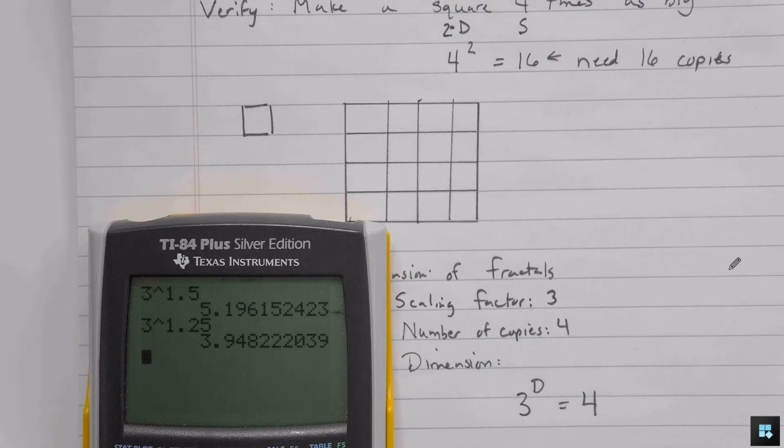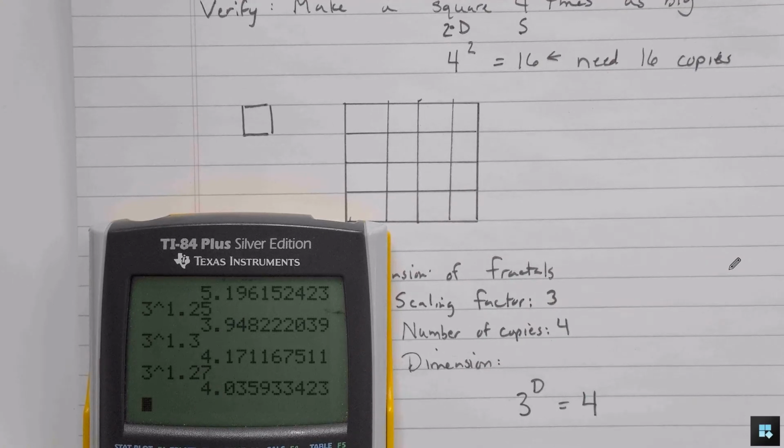How about, what do I get if I say 3 raised to the 1.3? That's a little too big. So I need something between 1.25 and 1.3. Yes? 3 to the 1.27. Very nice. Look at that. Within 3/100ths.